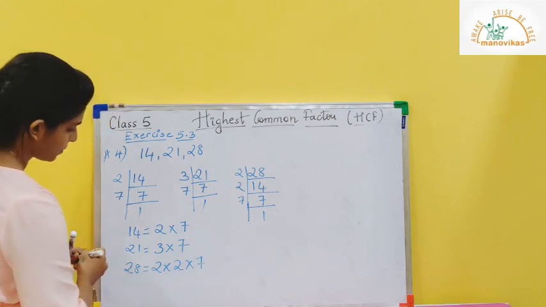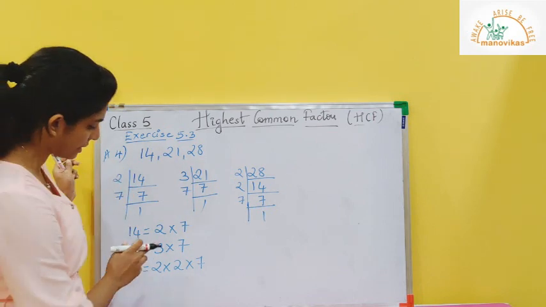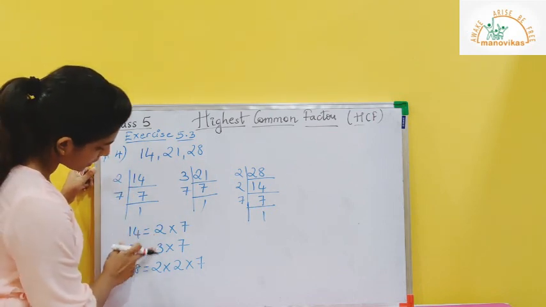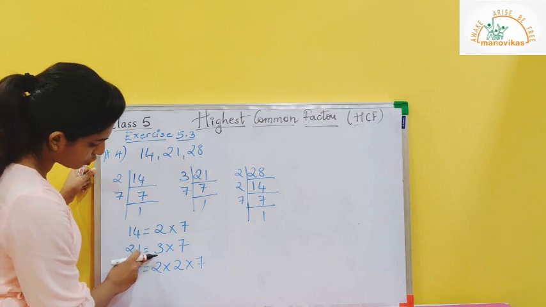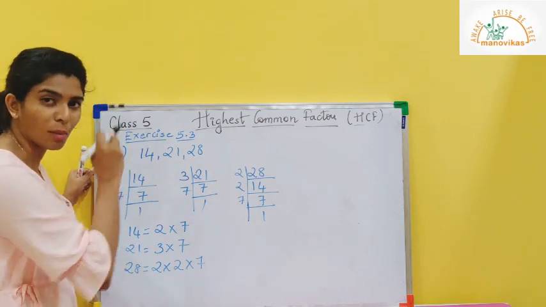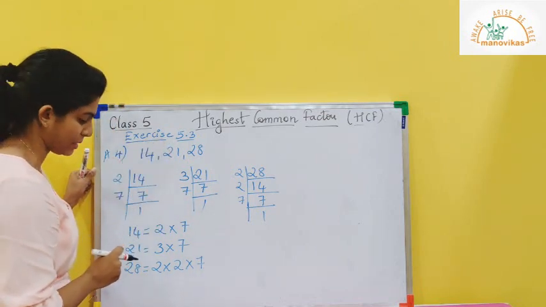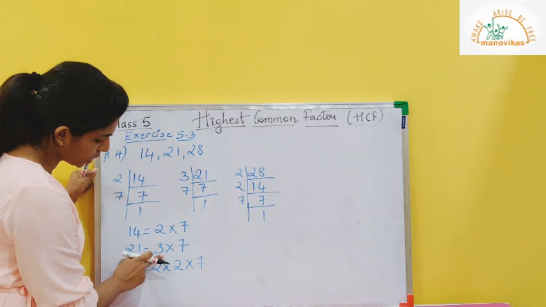7. So you have to see which are the common prime factors. In this case 2 is here, 21 doesn't have 2. Here it is 2. So I do not take 2. You have to see all the common factors. The factor should be in all three numbers. Okay, now there is no 2 here.